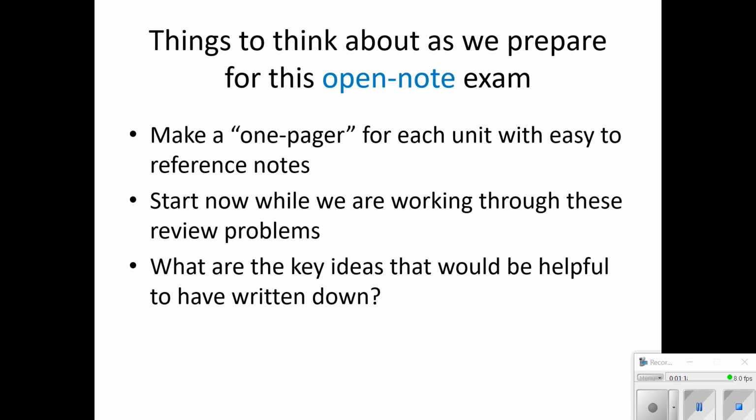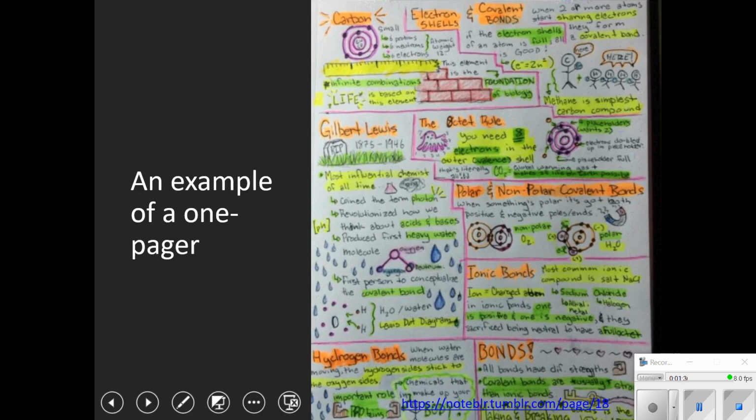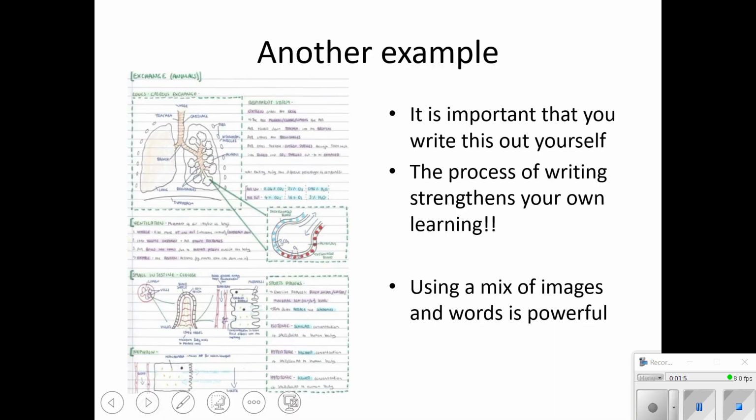So you want to be smart about the open note nature of this and have a good set of notes to look through. So start thinking about this as you start reviewing, and then you can start taking notes and you can revise it and narrow it down and think about what things would really be helpful to have written down. Here are some examples of one-pagers that I just found online. These aren't from ones in our class, but you can see this one looks like someone made a one-pager on bond types from maybe a regular chemistry class. Here's an example from what looks like an anatomy class.